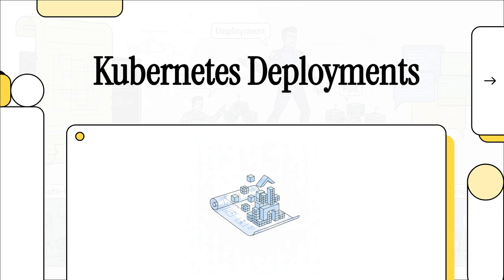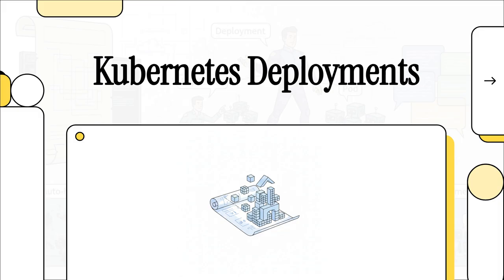Welcome to the Explainer. Today, we are jumping right into one of the absolute workhorses of Kubernetes, deployments. We're going to see how a simple text file, just a blueprint, can bring an application to life that, get this, heals itself when it breaks and updates without ever going down.